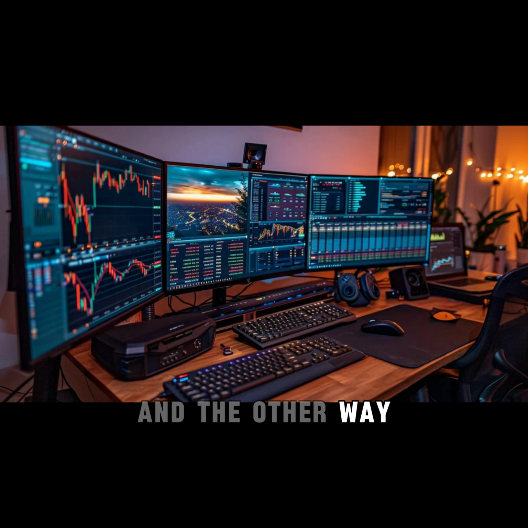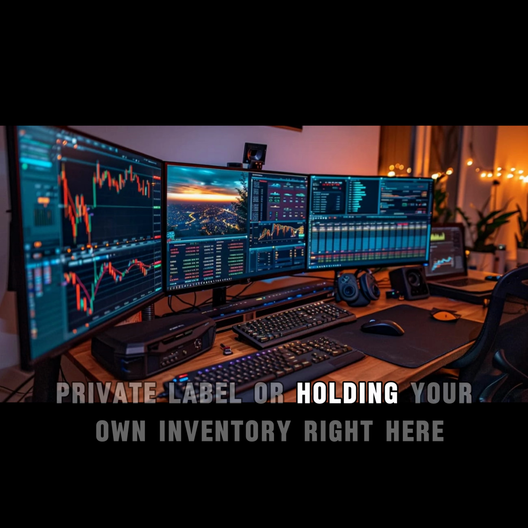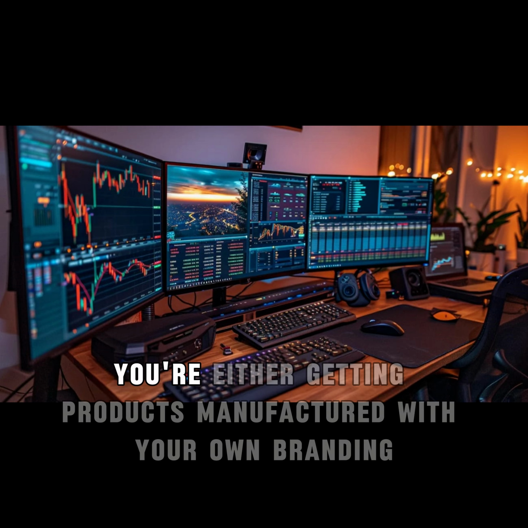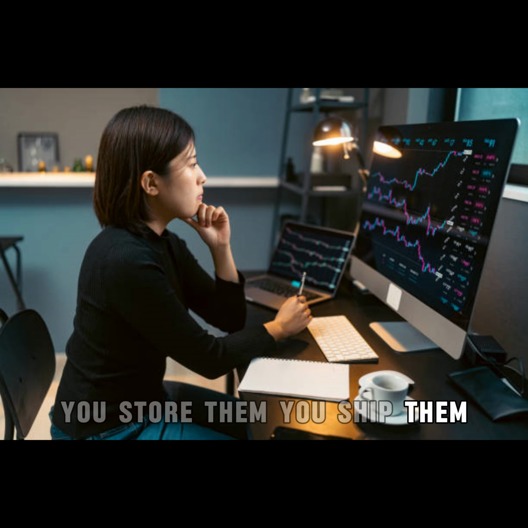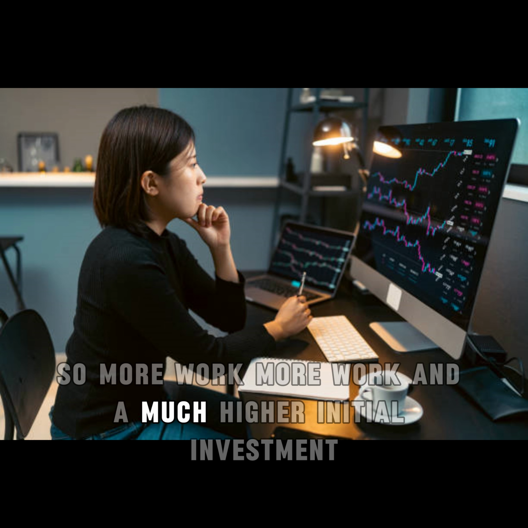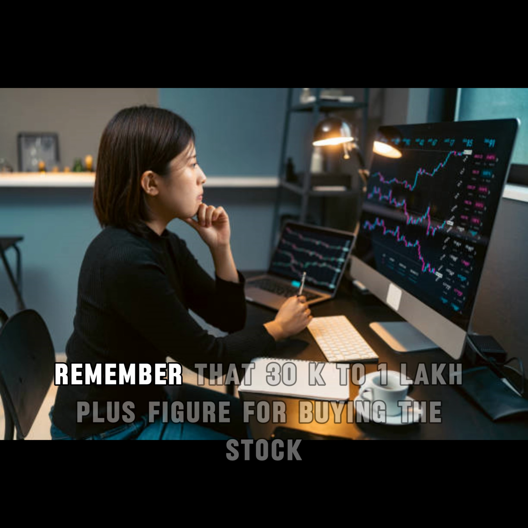Okay. And the other way, private label or holding your own inventory. Right. Here, you're either getting products manufactured with your own branding or just buying existing products in bulk. You store them, you ship them. So more work. More work and a much higher initial investment, remember. That 30K to 1 lakh plus figure for buying the stock.